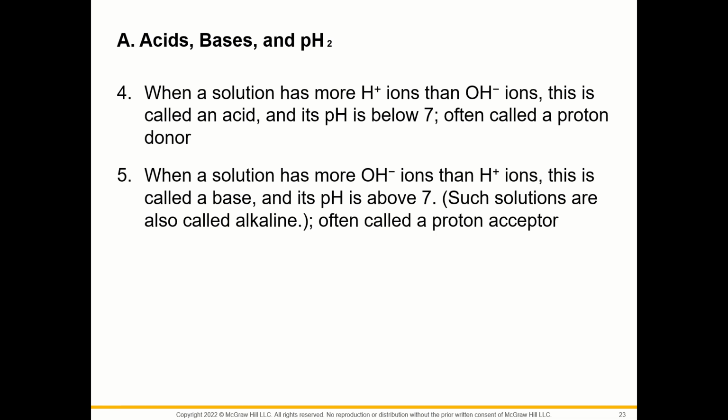When a solution has more hydroxide ions than hydrogen ions, this is called a base, and its pH is above 7. Such solutions are also called alkaline, and a base is often called a proton acceptor. So again, an inverse relationship here. When we have fewer hydrogen ions and more hydroxide ions, the pH is higher. So a high pH indicates fewer hydrogen ions and more hydroxide.